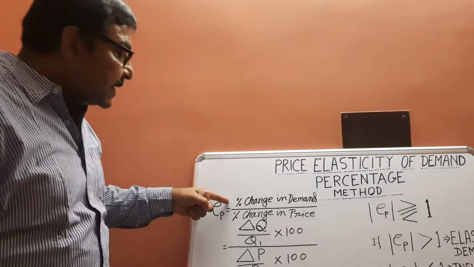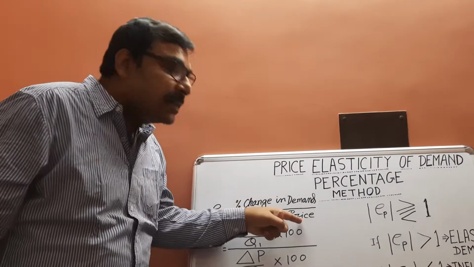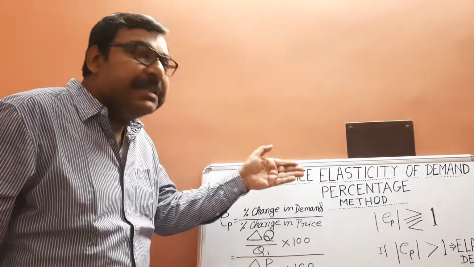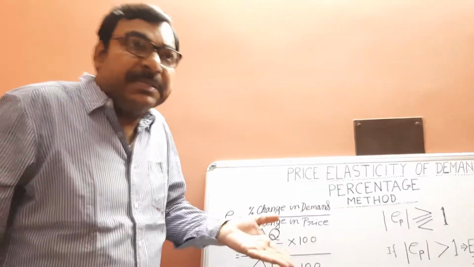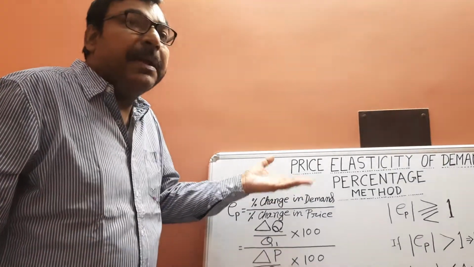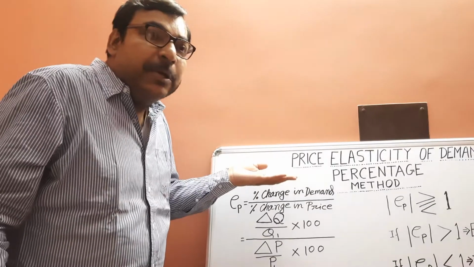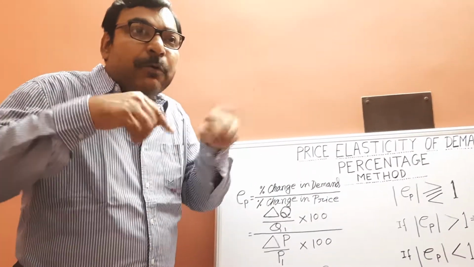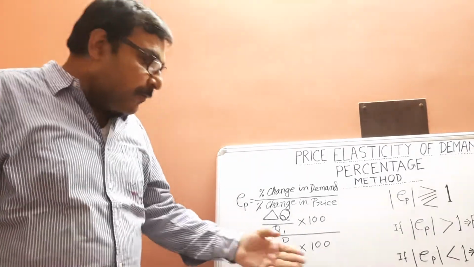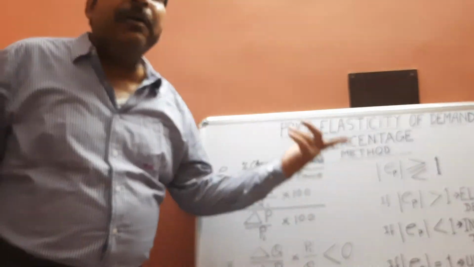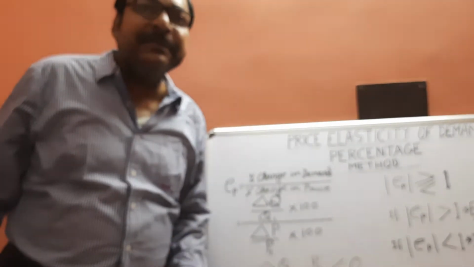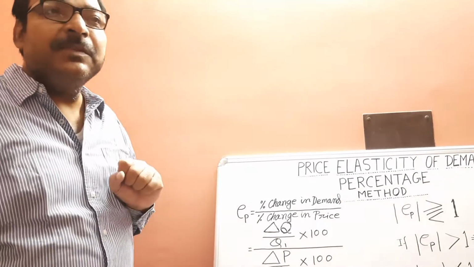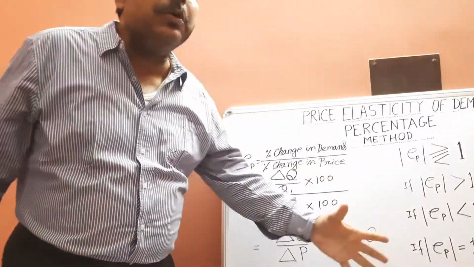EP is percentage change in demand divided by percentage change in price. If the numerator part is greater, percentage change in demand is more, a larger response. Percentage change in demand is more than percentage change in price. The numerator part of the ratio is more than the denominator part. Then EP will be greater than 1. But if we say EP is always negative, how can we explain elastic demand? For this problem, we do one thing. What is that? We just ignore the negative sign.